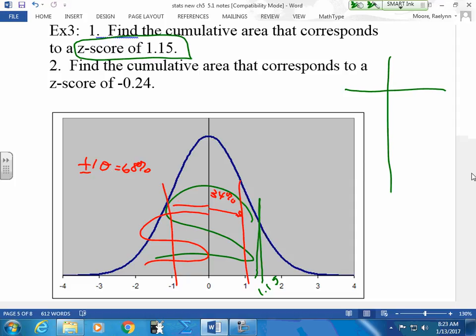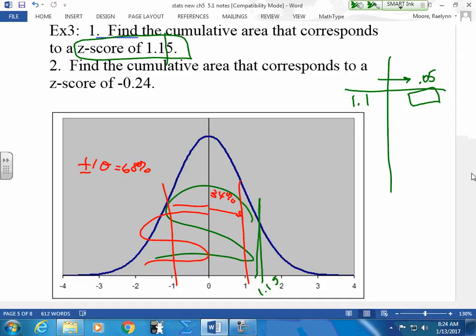You're going to be on your positive side. You're going to take this and look at this part right here, 1.1. And what do I do with that 5? Where do I find that? Good. Go along the top to 0.05. Come down here, and that's your area.